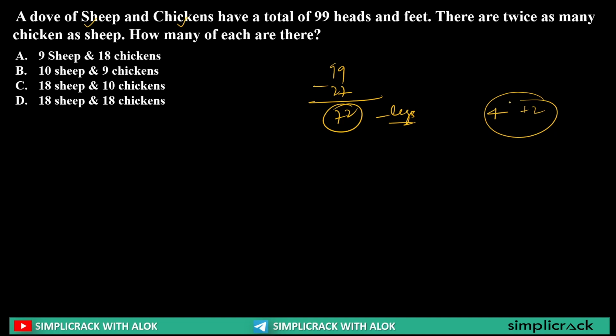Okay, so now let's understand. 9 sheep, that is 9 into 4, that is 36 legs. 18 chickens, 18 into 2, that is 36 legs. So the total value is matching. So that means A is the answer. As easy as it is, you need to understand this.